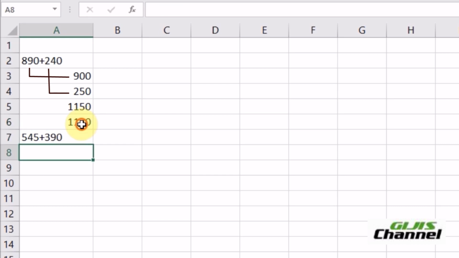Okay, let's see if that's correct or not. 0 plus 0, 0. 9 plus 4, 13. 8 plus 2, 10. 10 plus 1, 11. So 1130 is the final answer.